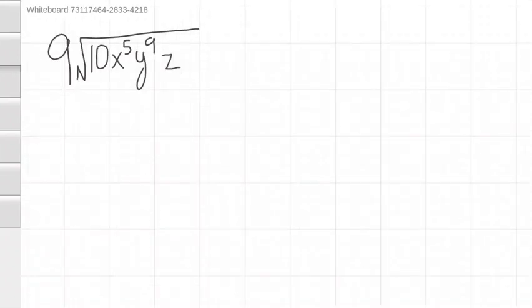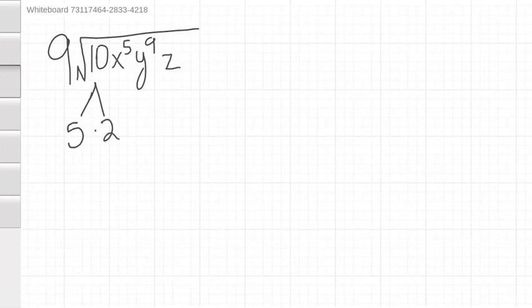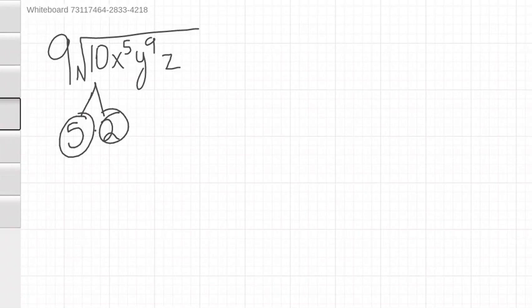Now we're going to do some practice problems. I wish you would try these on your own and then check with me. 10 can be divided into 5 and 2. Those are our primes, so we'll circle them. And if we look at our index, there is none, so it's a square root, and none of them are being multiplied by itself again.